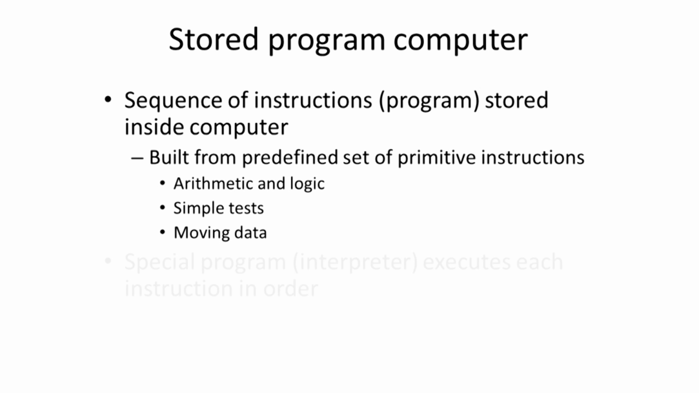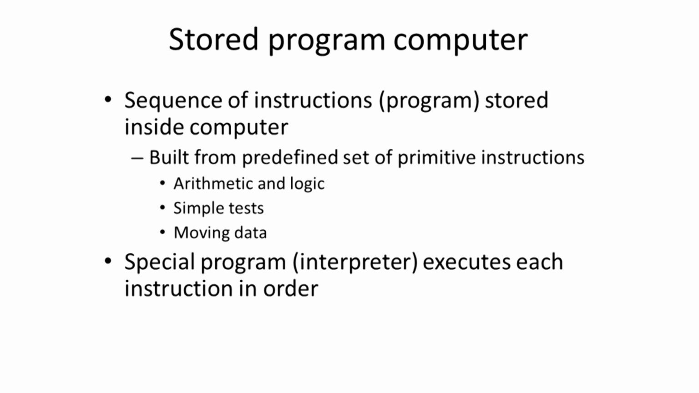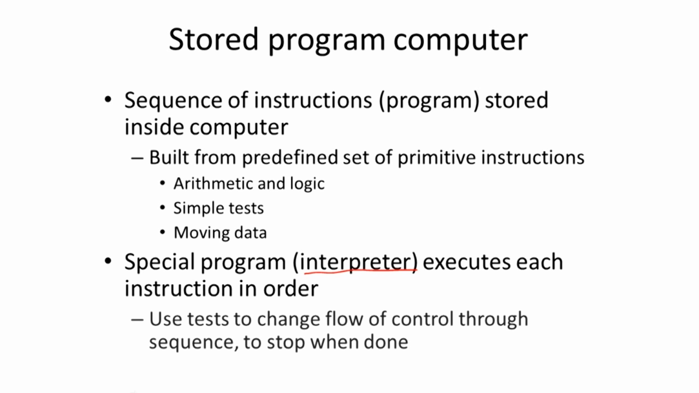Once we've done that, then inside the computer there will be a special program called an interpreter. And that program basically walks through those sequence of instructions in order, executing each one in turn. It's going to use the tests to change the flow of control through the sequence and to decide when to stop once we're done. But it's going to simply execute a very simple set of instructions. So the idea is we can read or load the instructions into the computer. We might be able to change them around. And then we can ask the computer to start at the beginning and walk through the sequence executing some computation. Let's look at that in a bit more detail.